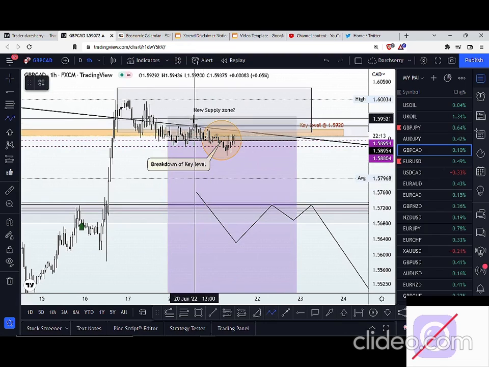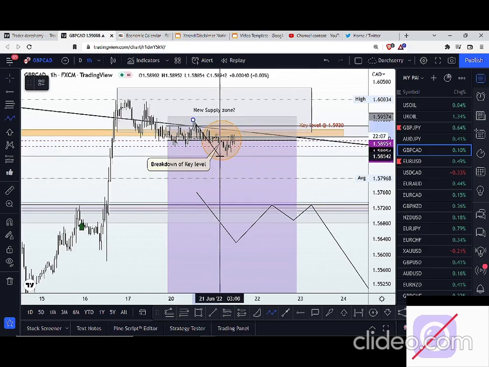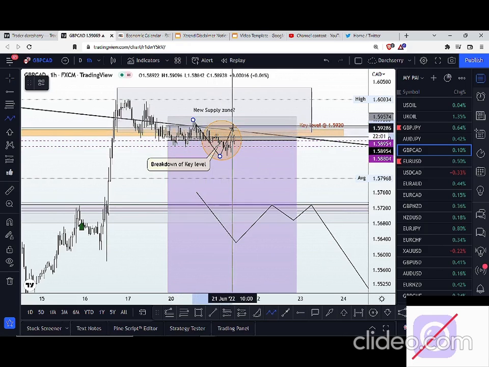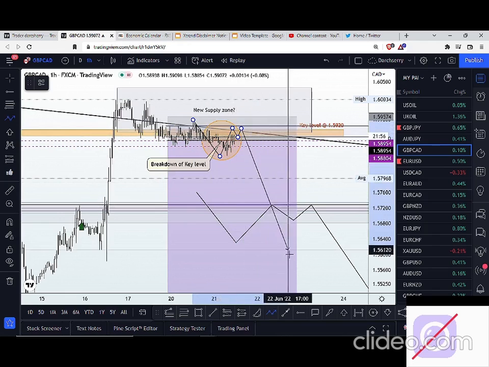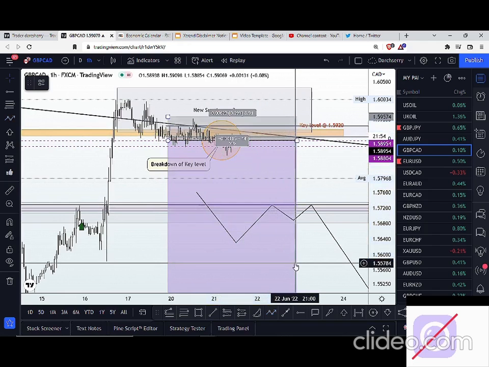So if I bring out my arrow here, let me give you a visual representation of what I'm talking about. I said I'm looking for a breakdown of that key level, which has already happened. And then I'm looking forward to a retest of structure where I'll be looking for reversal patterns on lower time frame to join the decline to the downside.